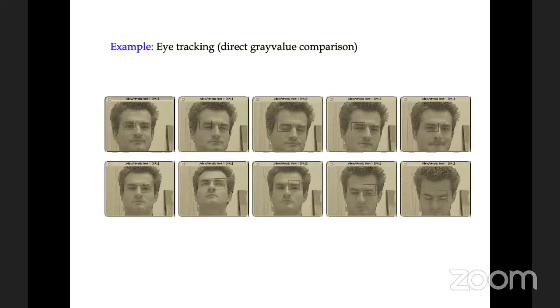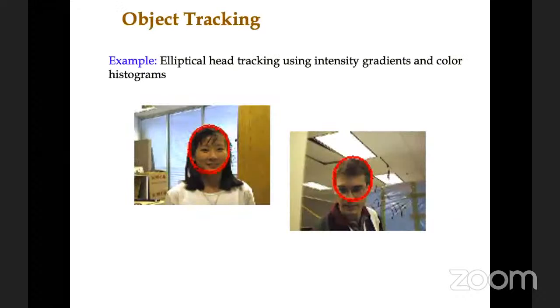The eye tracking problem we also tried to solve over here. This is the sample database. Elliptical head tracking using intensity gradients and color histograms. This is how the object was initially separated from the rest of the image.